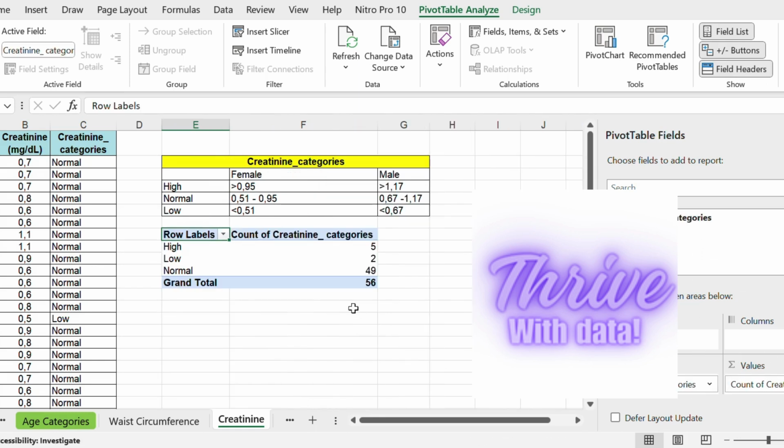and we drag the creatinine categories into the rows and again into the values. And we see the categories show that the count of high creatinine categories is 5 people and for low is 2 people and for normal is 49 people. We see that most of the sample is in normal creatinine categories. And just like that, we have a frequency distribution for each creatinine category.